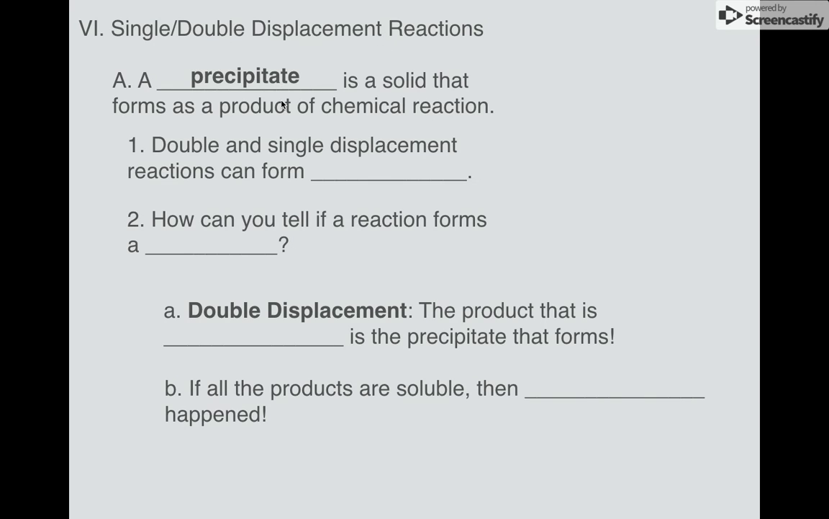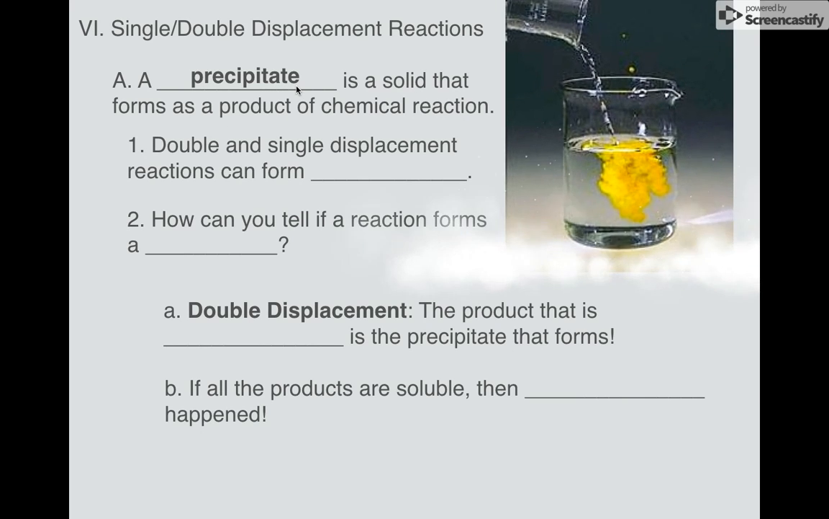A precipitate is a solid that forms as a product in a chemical reaction. So when you mix two aqueous solutions together, occasionally what you will get is a solid forming, and we call that a precipitate. So here's an example of lead-2 iodide. One of these solutions has lead-2 ions floating around in it. One of these clear solutions has iodide ions floating around in it. When you mix them together, the lead-2 and the iodide form this nice, weird kind of yellow color. And so you're making a solid.